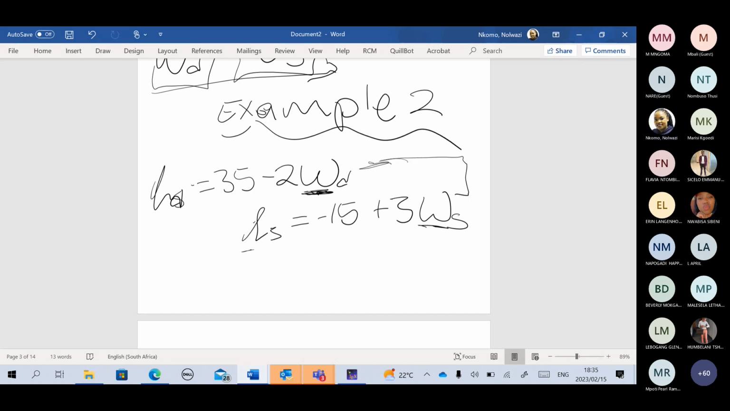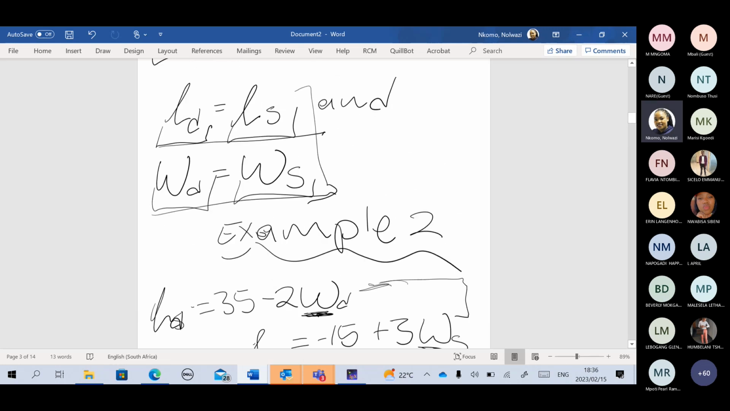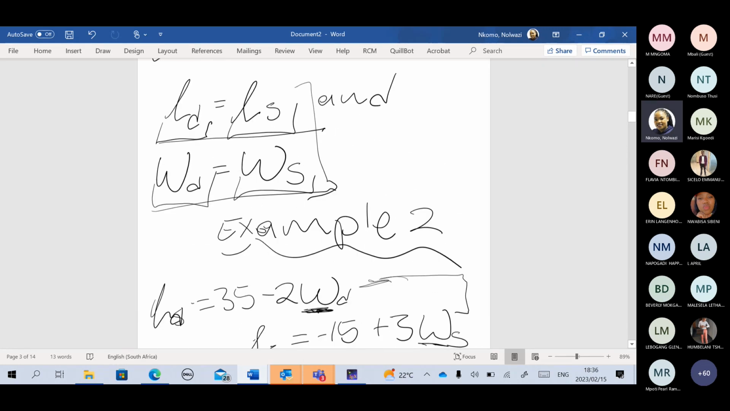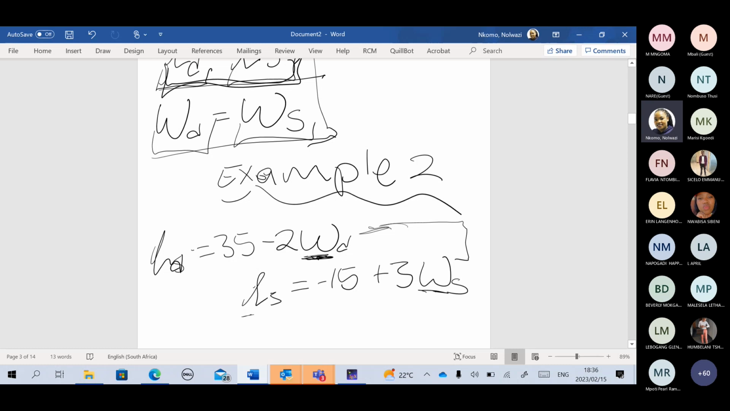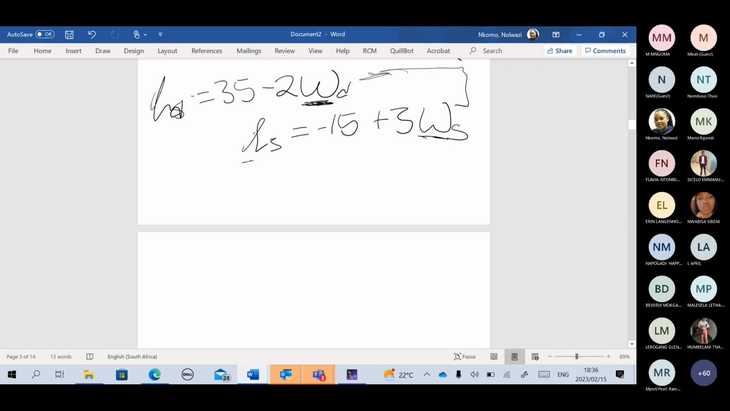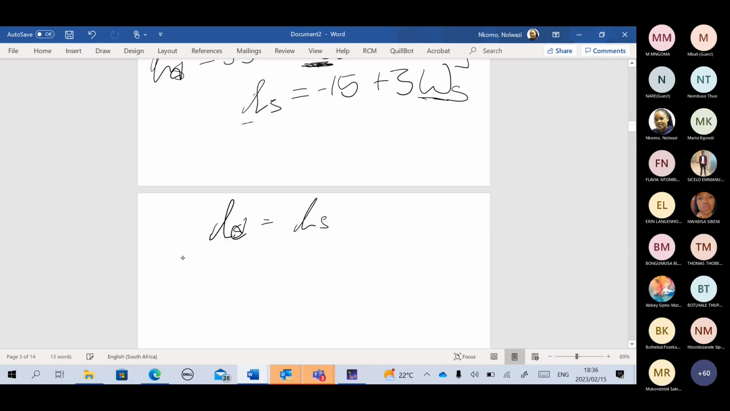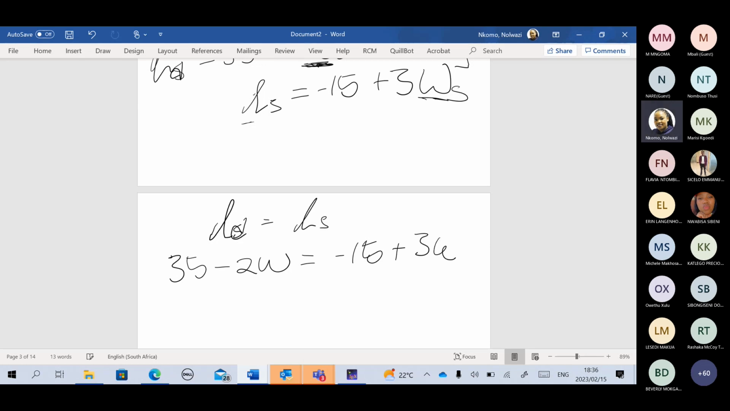Okay, let's just use the first condition, which is to equate these two, since we are given our function in this form, as in the function of W. 35 minus 2W equal to minus 15 plus 3W.